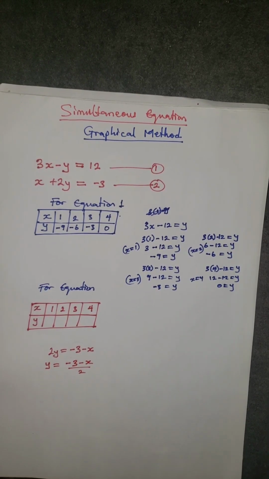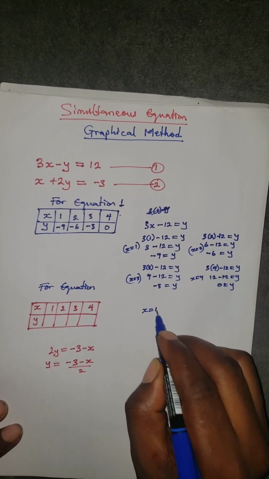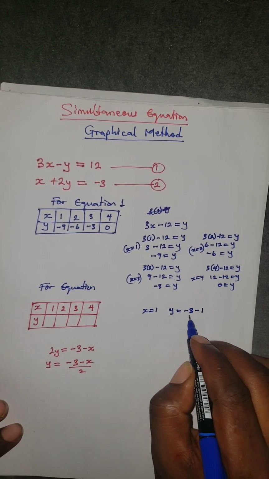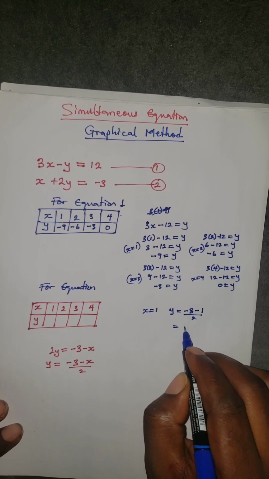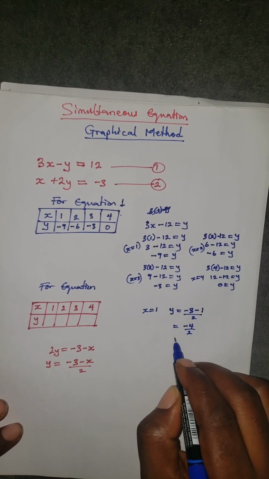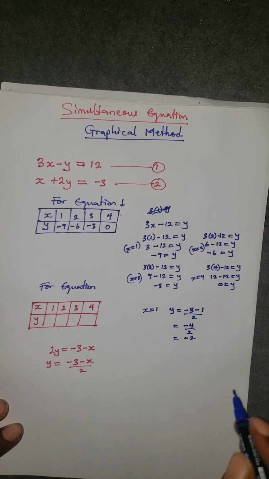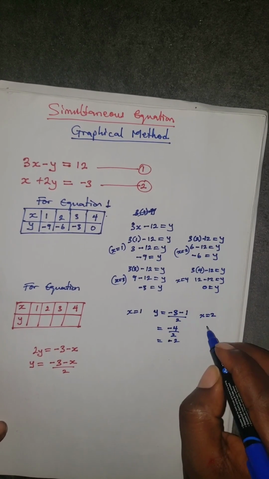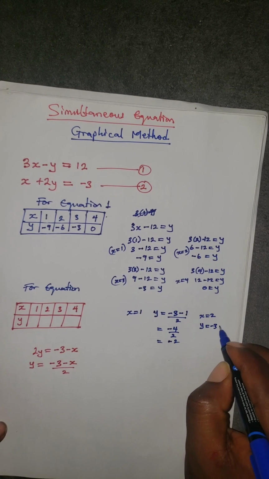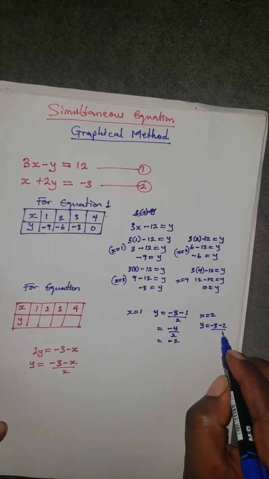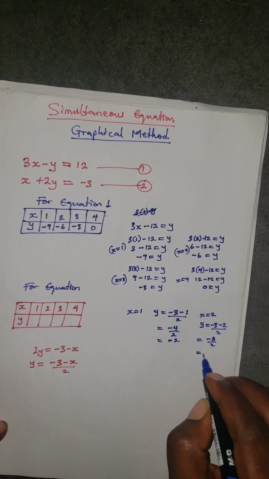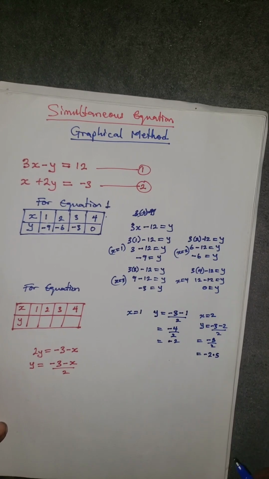So with that now, when x equals 1, I will have it that y equals minus 3 minus 1 all over 2. So that will give you minus 4 over 2, which gives you minus 2. Okay? Then when x equals 2, I will have that y equals minus 3 minus 2 over 2. So that will give us minus 5 over 2, that will give us minus 2.5.